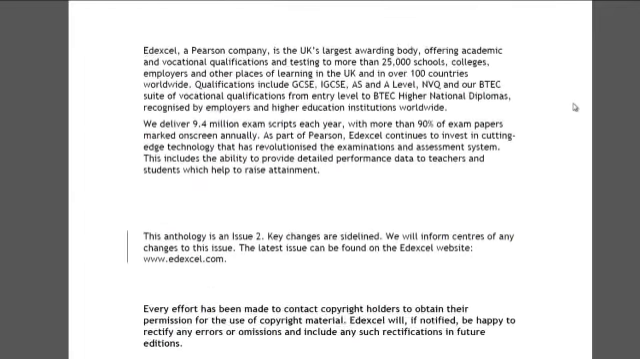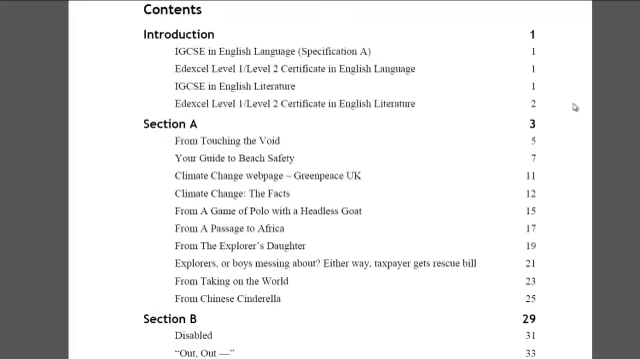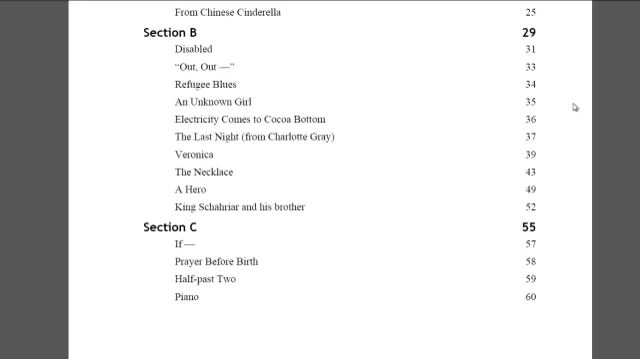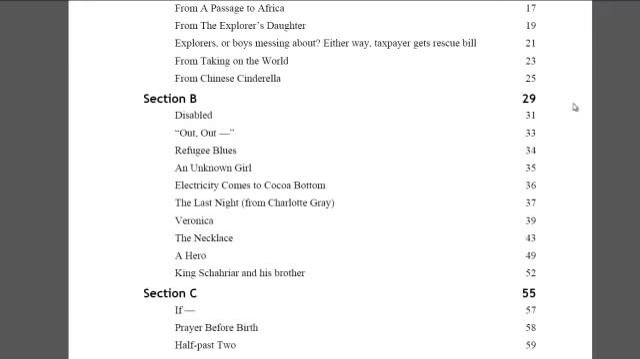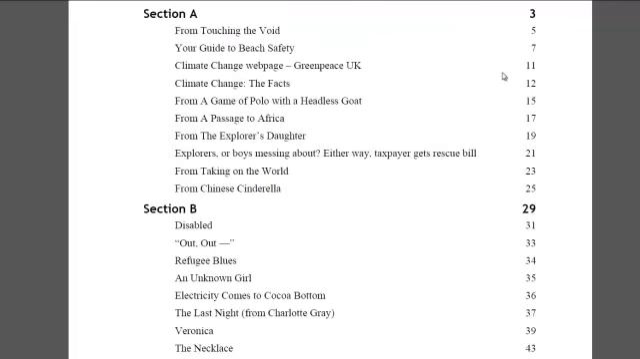There's a lot of nonsense before it, so we're going to go straight through that, and here we have the contents page. Now, if I just quickly show you, there are sections A, section B, section C, a lot of stuff here, but we don't need to worry about section C at all. All we're interested in is section A. We need to know all of the text in section A and section B.